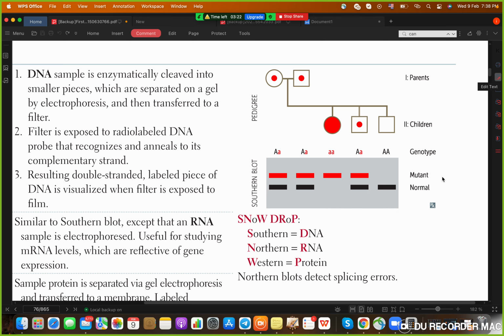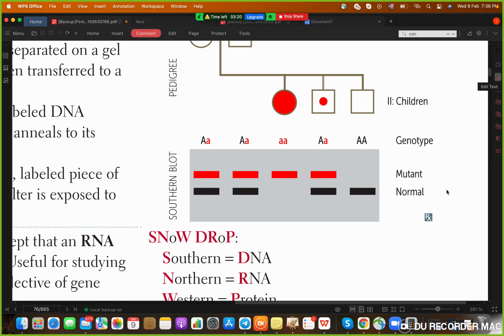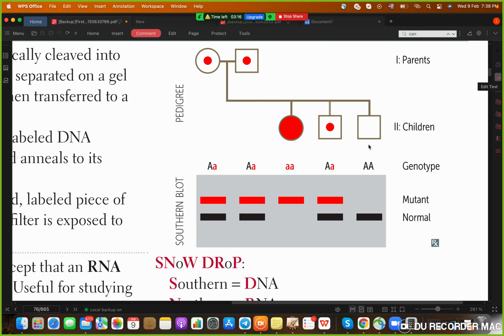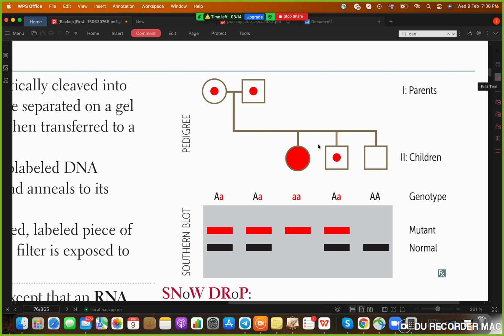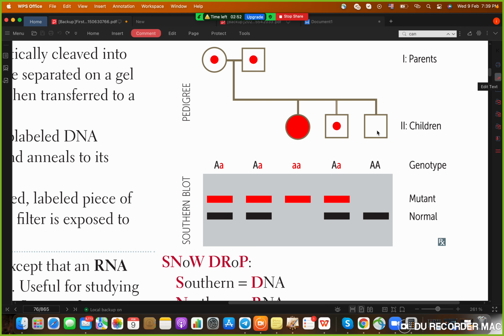So this is a Southern blot. Okay, so what do we see here? The normal is like people who have, let's say, an autosomal recessive disease. Both parents are healthy, but they are carriers, as you can see. If the whole thing is red, that means they are sick. If the dot is in the middle, that means they are carriers. A circle means a female, a square means a male. A man and a lady got married. They got a daughter that is sick, a boy that is a carrier, and a boy that is healthy.